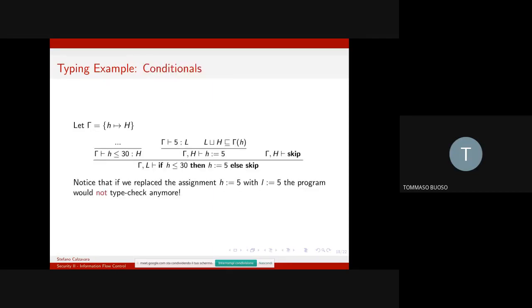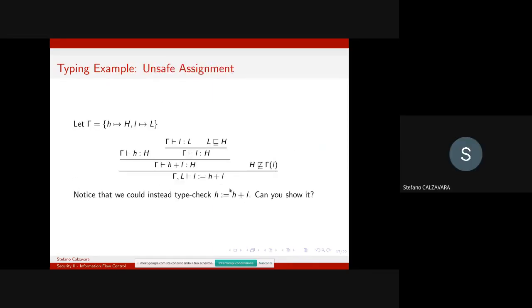So it's not secure. This program is not secure because the attacker knows that the content of variable L is 10. By running this program, the attacker gets access to the PIN just by subtracting 10 from the value of L. And what is nice is that this program is actually rejected by our type system. If we try to type check it, we are not able to, because we violate the typing rule. In particular, this is an assignment, so we have to type check first the right-hand side. We are forced to give a type to the expression H plus L.